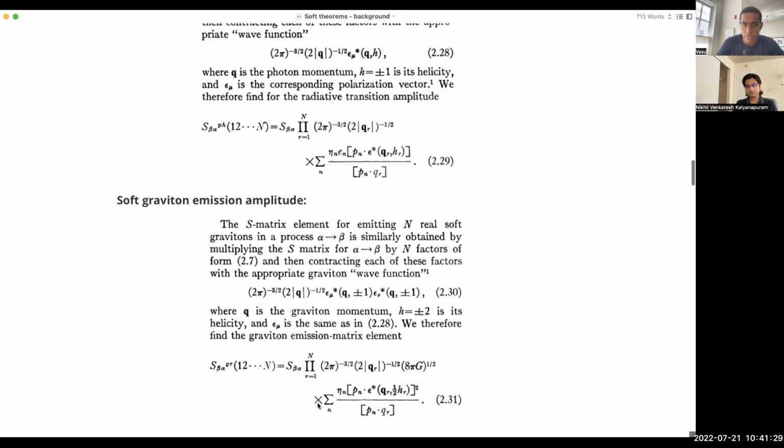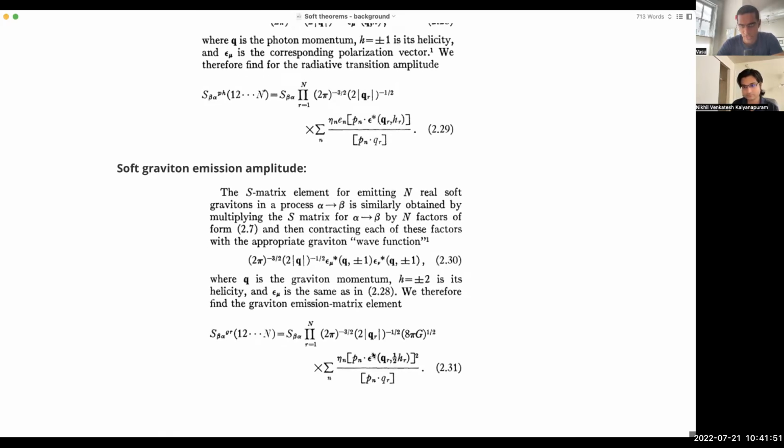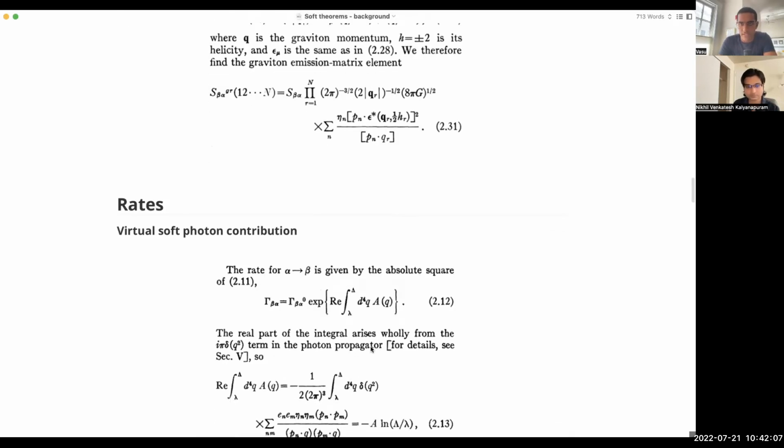Now, same story with the graviton, except you have two powers of the polarization vector in the graviton wave function. And that's going to dot into the two powers of the momentum, giving you a square of what you had here. Very similar format, yes. And so these are both going to lead to issues in and of themselves. These contributions, the virtual contributions and the real contributions, will give you divergence as you take the infrared cutoff little lambda to 0. So to see that, we look at rates. We take the modulus squared of the amplitude, and that's going to compute the rate for the process to go from alpha to beta.